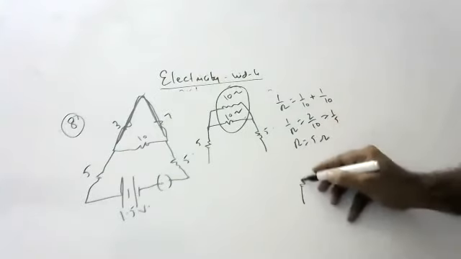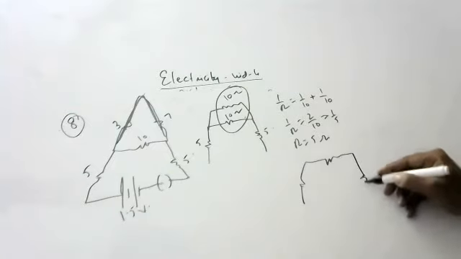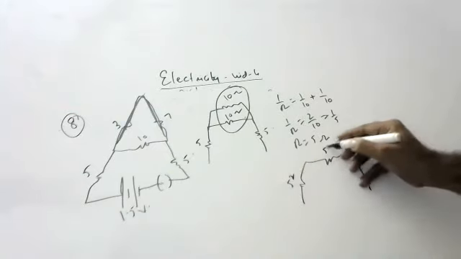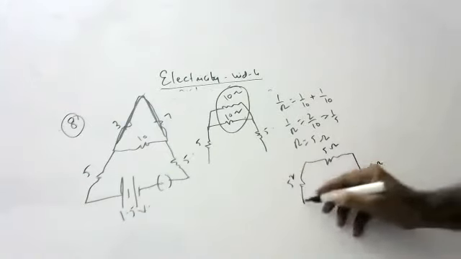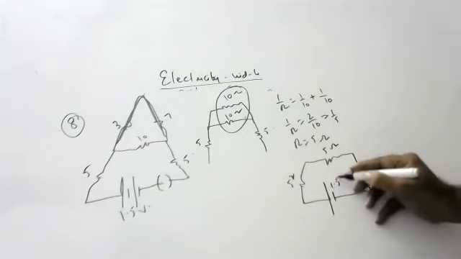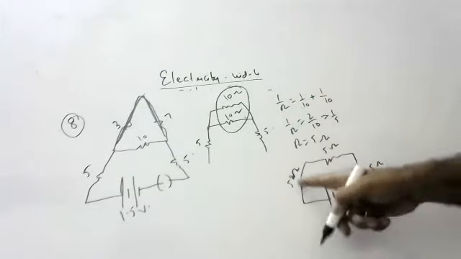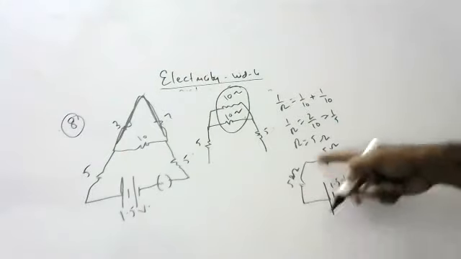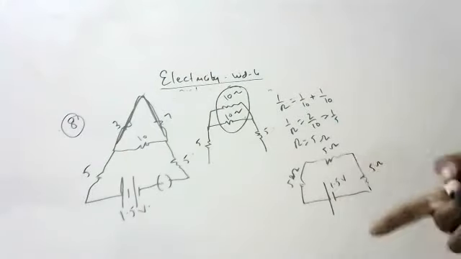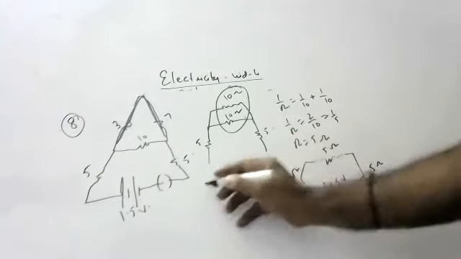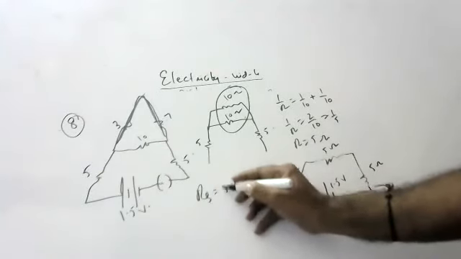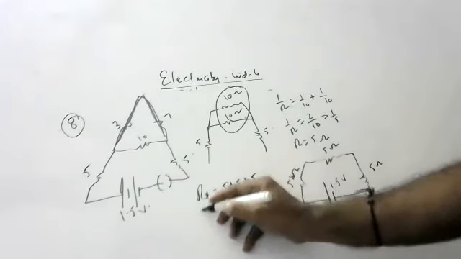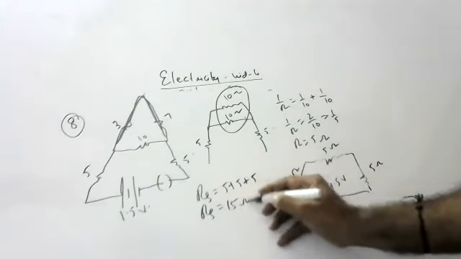Now see children. This is 5 ohm, this is 5 ohm, this is 5 ohm. They are connected to a battery of 1.5 volt. Now these three, how are they connected, children? These three are connected in series. Same wire, in the middle there is no junction. So three of them are in series. So Rs is equal to 5 plus 5 plus 5. Total resistance is 15 ohms.